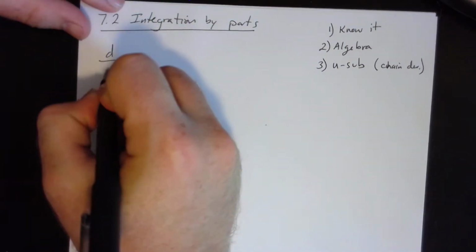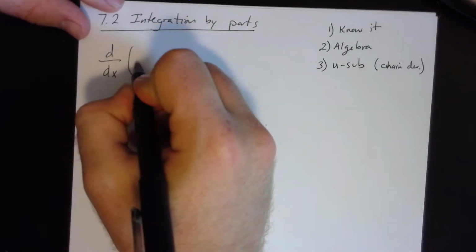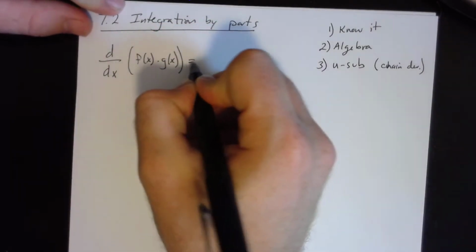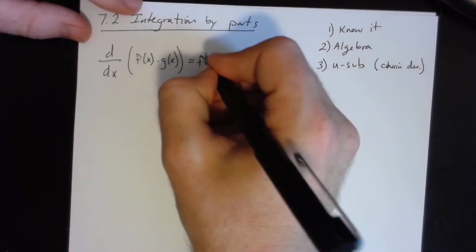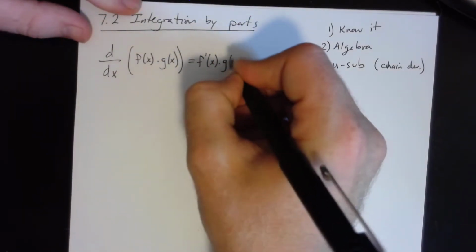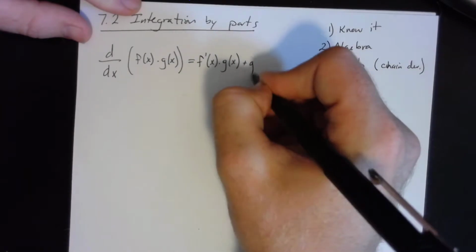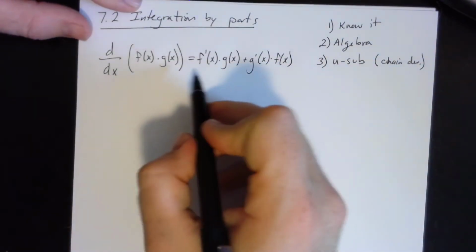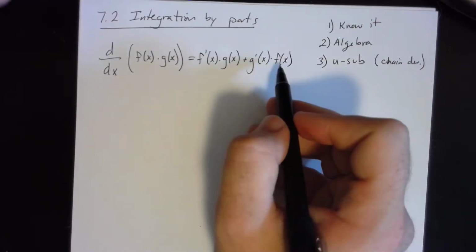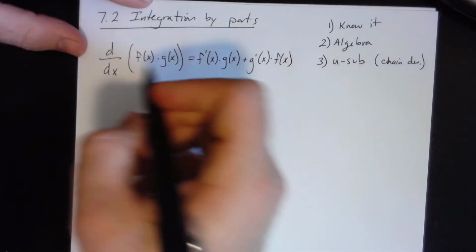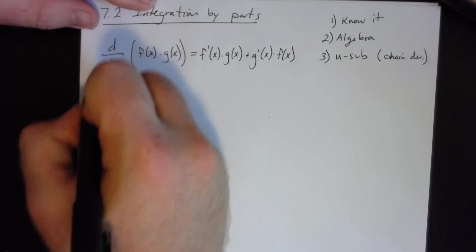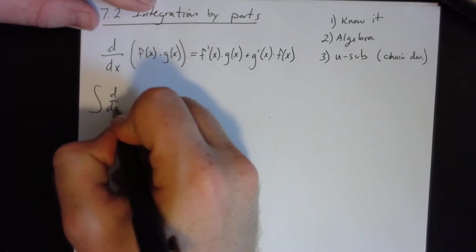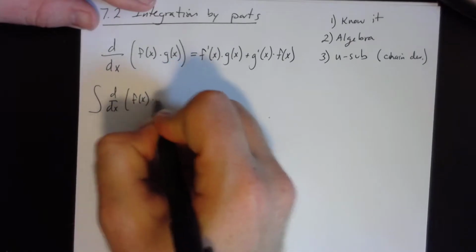The derivative d/dx of, say, f of x times g of x, the product, is the same thing as the derivative of the first times the second, left unchanged, plus the derivative of the second, g prime, times the first, left unchanged. Now, in looking at this particular example, we can manipulate this ever so slightly. I'm going to start by integrating both sides. So it's the integral of the derivative of f of x times g of x.